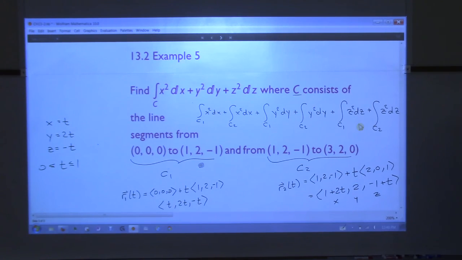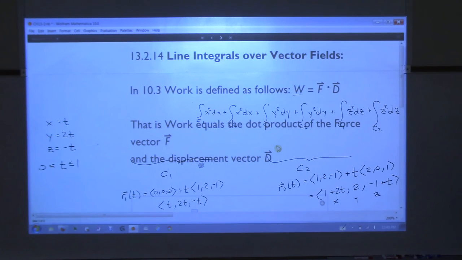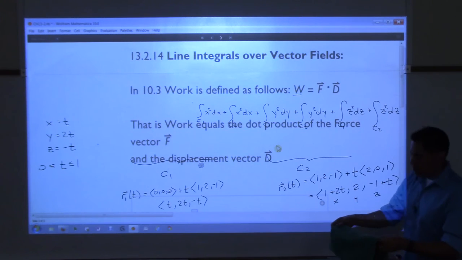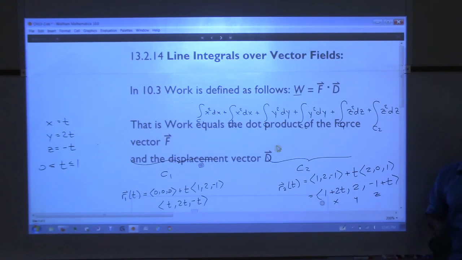We come back next time, and we start doing line integrals over vector fields, which means that we are going to start being able to figure out the work done as an object moves through a vector field.